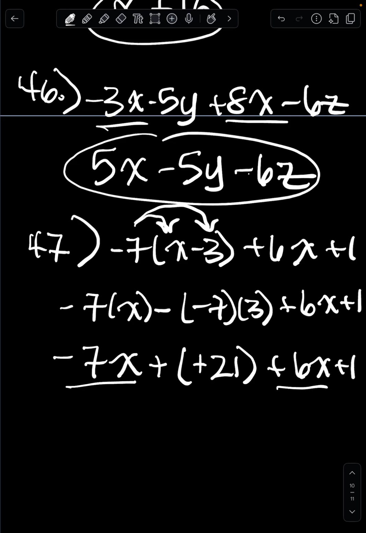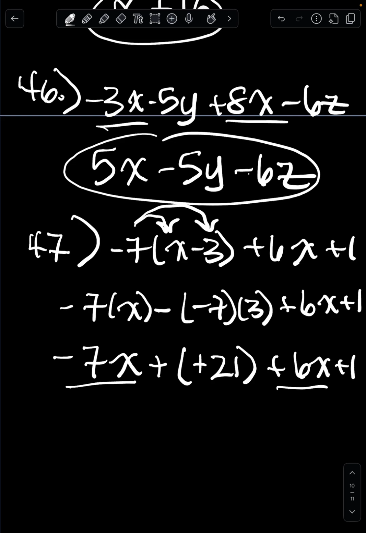So 47, you're going to do negative 7x plus 6x. It's going to give you a negative x. And you're going to have 21 plus 1. It's going to give you 22. So it's negative x plus 22. 48, you're going to have to distribute. You should get 6x minus 12y minus 4x minus 36. And then you're going to combine like terms. Your answer is 2x minus 12y minus 36.